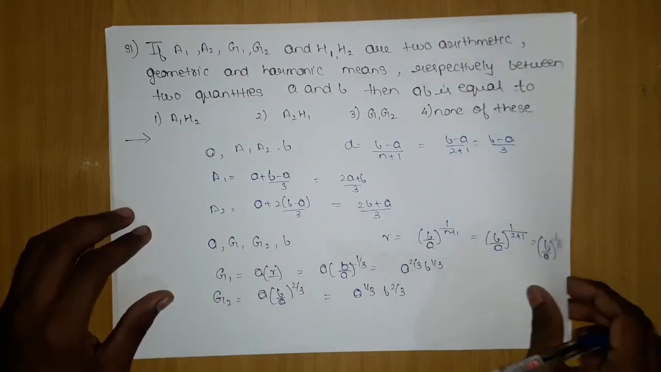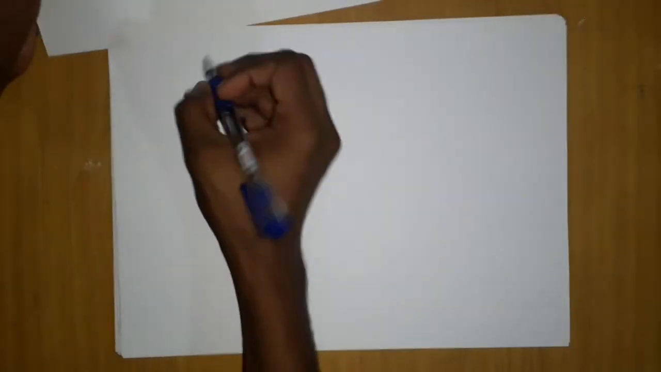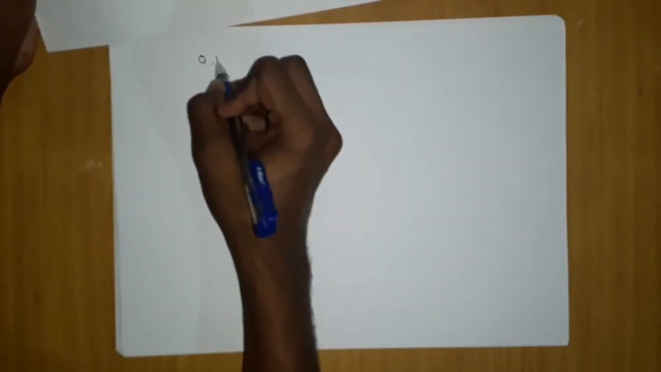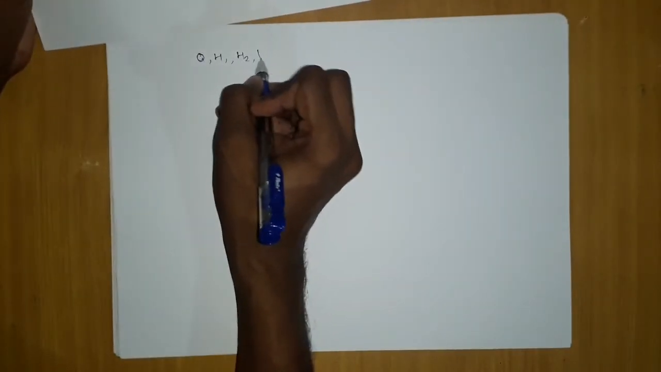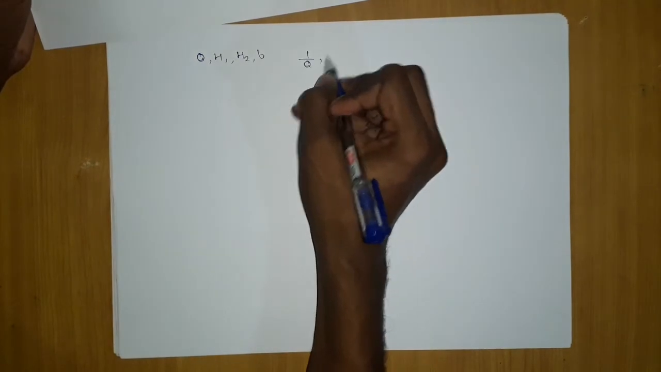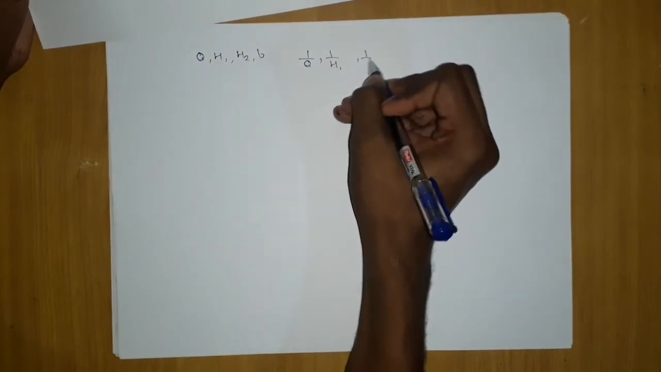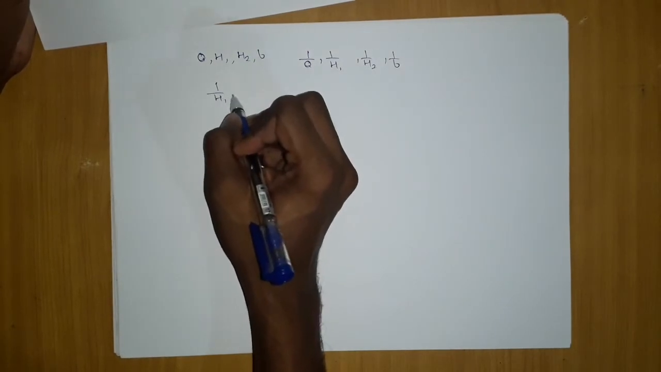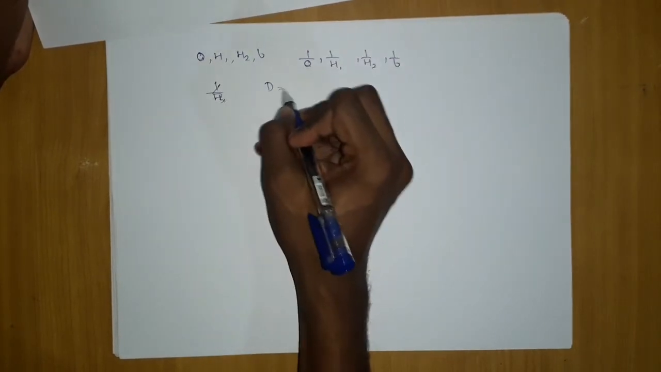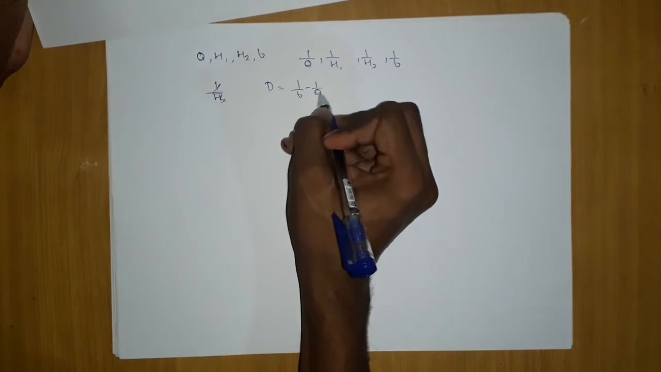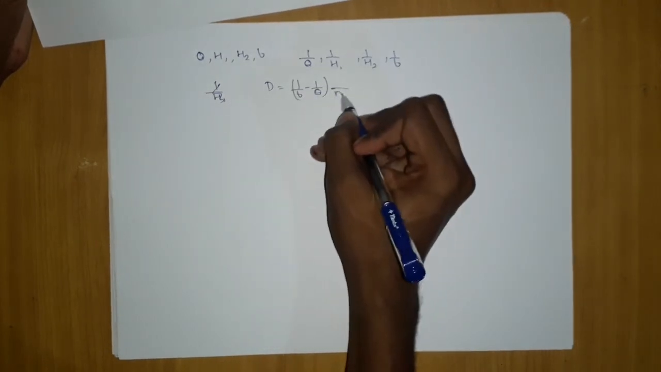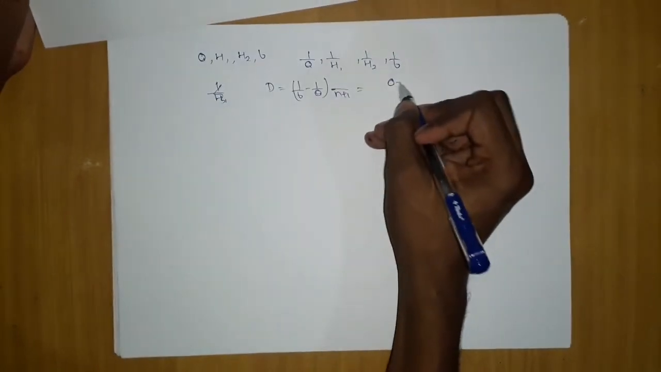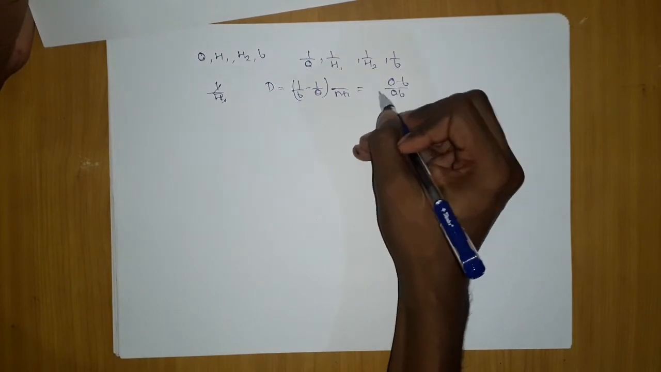Now let's move on to h1 and h2 between a and b. a, h1, h2 and b are in HP, so 1 upon a, 1 upon h1, 1 upon h2, 1 upon b are in AP. So for 1 upon h1 I have to calculate d first. 1 upon b minus 1 upon a, into n plus 1, which will give me nothing but a minus b upon ab into 3.